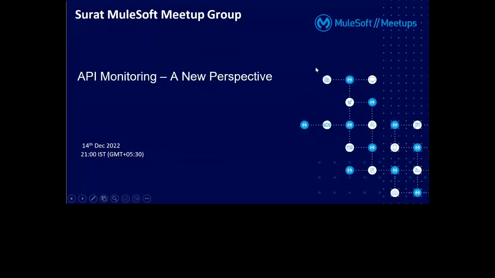Okay. So, guys, welcome to Surat MuleSoft Meetup 51. The topic for today's meetup is API monitoring. Arvind Ramadugu is the speaker for today's meetup, and he is going to cover API monitoring.